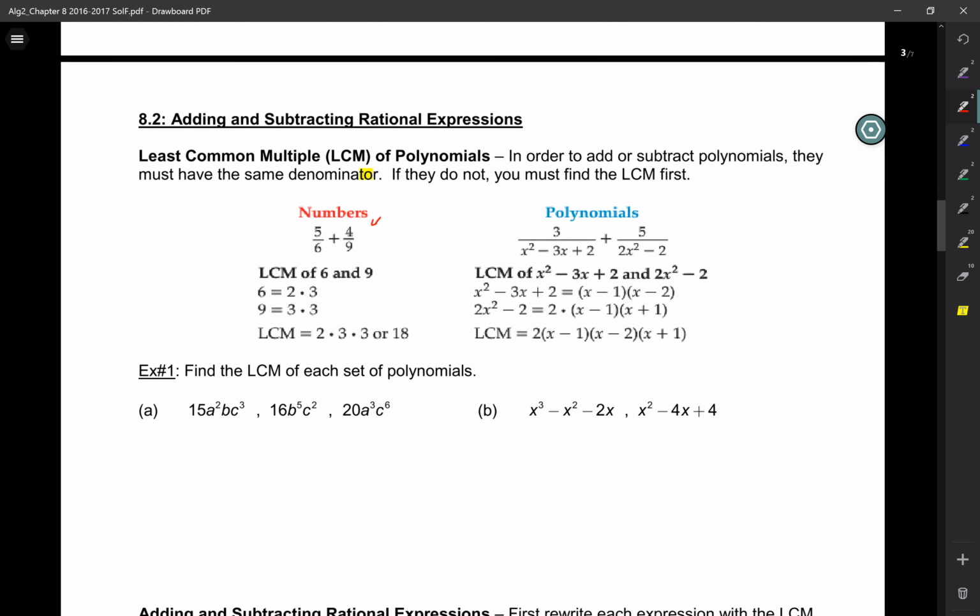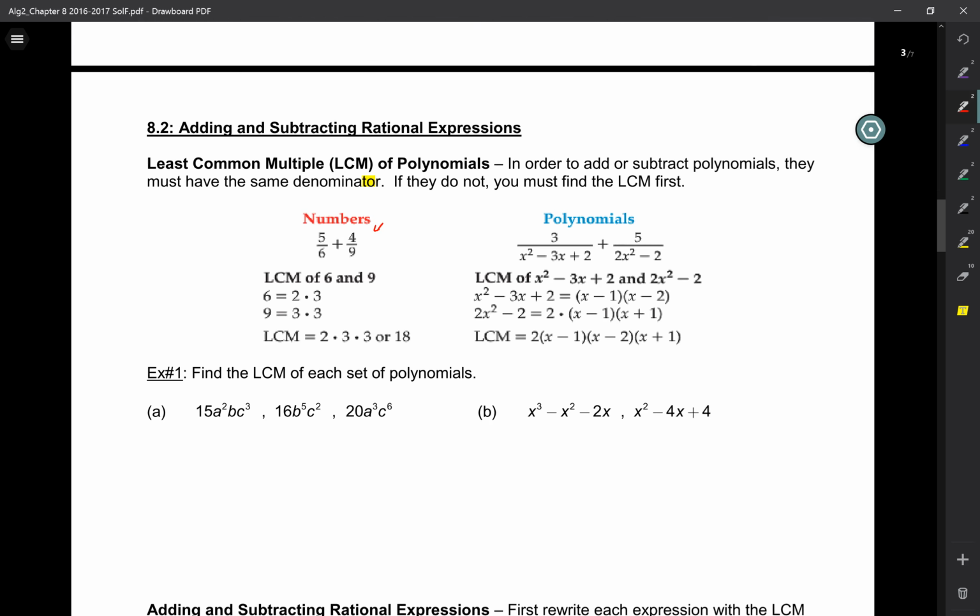So basically, I want the LCM, right? So between the 6 and the 9, if it doesn't immediately come to you, the official way to do it is you ask yourself, okay, what is the 6 made of? Well, it's made of a 2 times a 3. What is the 9 made of? Well, it's made of a 3 times 3, which I write as 3 squared.